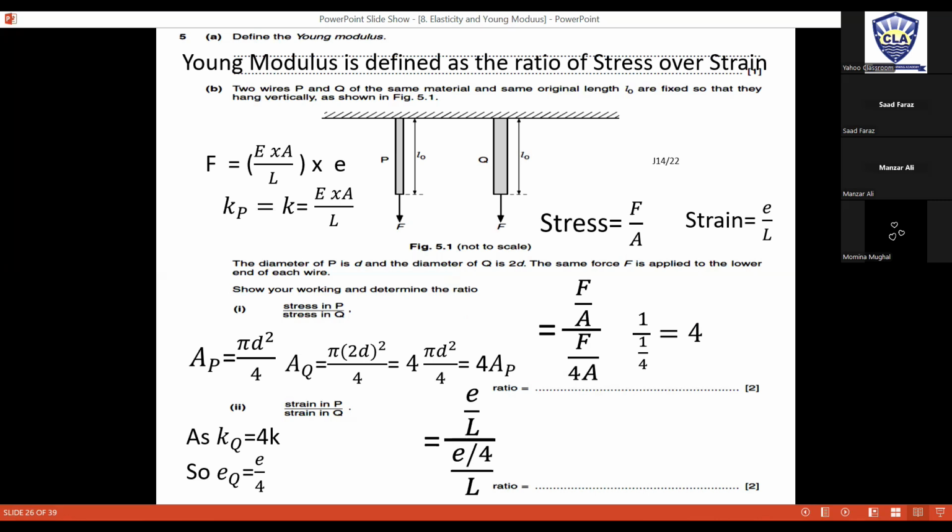Simplify that and you get the answer 1 divided by 1 by 4, which comes out to be 4 again in this case as well. Area has a significant effect on spring constant, stress, and even on strain as well.